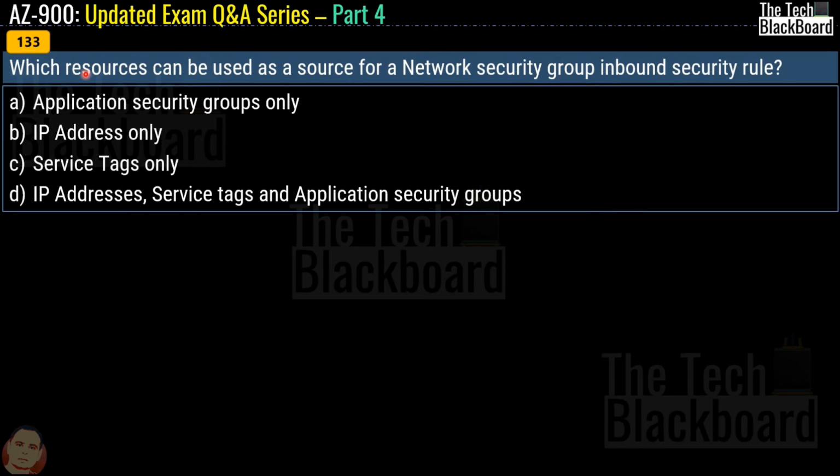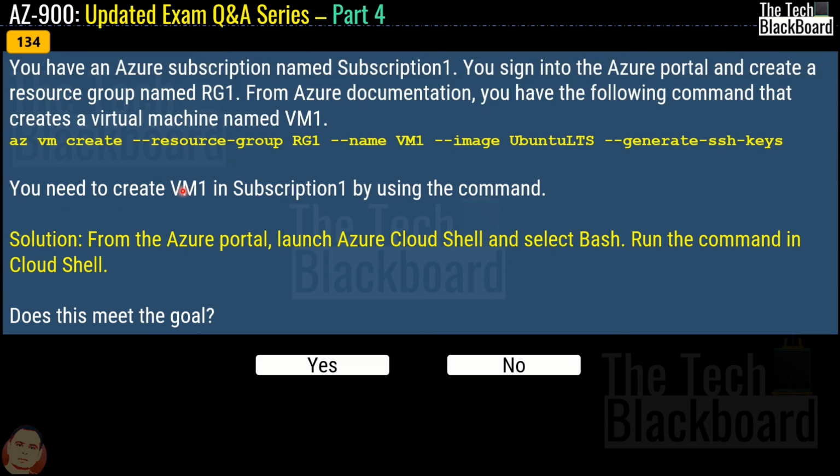The question says that which resources can be used as a source for a network security group inbound security rule. Your options are application security groups only, IP address only, service tags only, or IP addresses, service tags, and application security groups. And the correct answer for this one is, of course, option D. And now let's jump to question number 134.